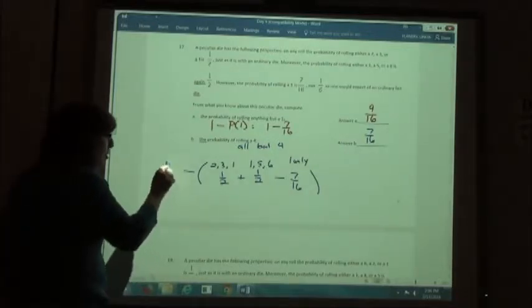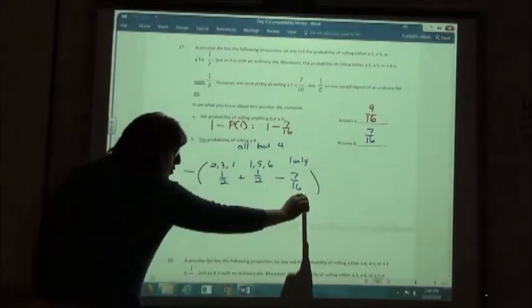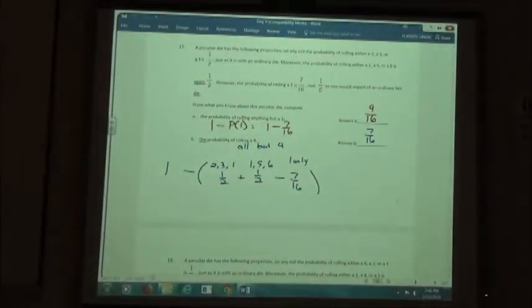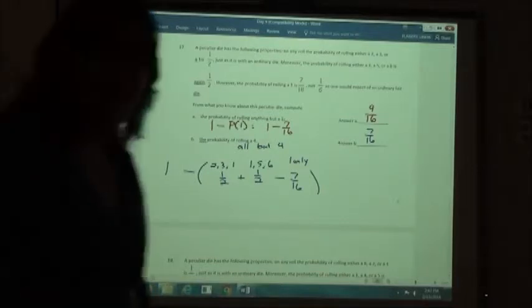So on your calculator, you should put 1 minus parentheses, and then do all that in your parentheses, close your parentheses. Try it again. See if you get 7/16. Or you could do the 1/2 plus the 1/2 minus the 17th, and then 7/16, then 1 minus your answer. Are you getting 7/16? Yes, no, maybe? Yep.